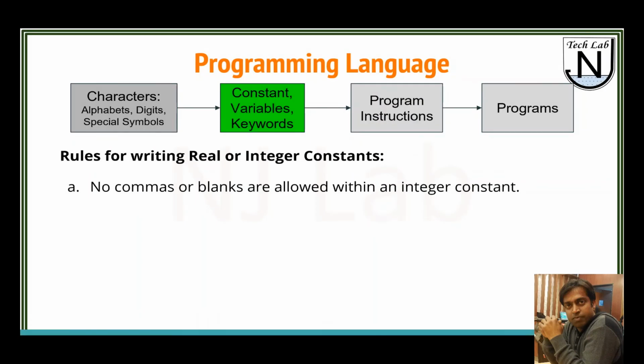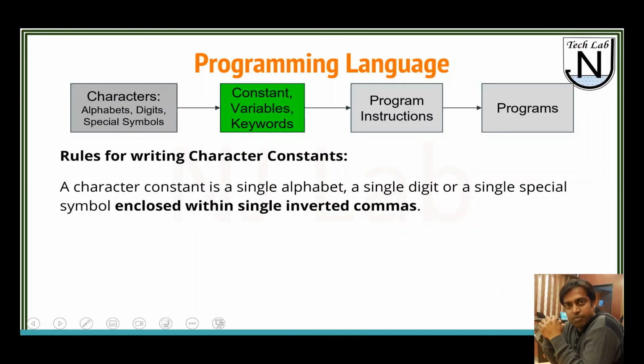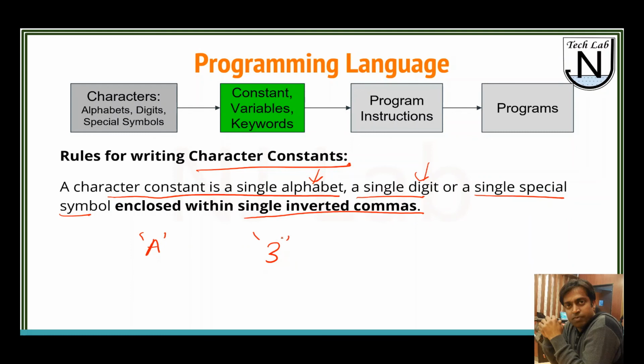I have already informed you that no comma or blanks are allowed within an integer constant. Rules for writing a character constant: a character constant is a single alphabet, single digit, or a single special symbol enclosed within single inverted commas. It means we can have a character that is a single alphabet, a single digit like 3 within single quotes, or a special symbol like plus within single quotes.